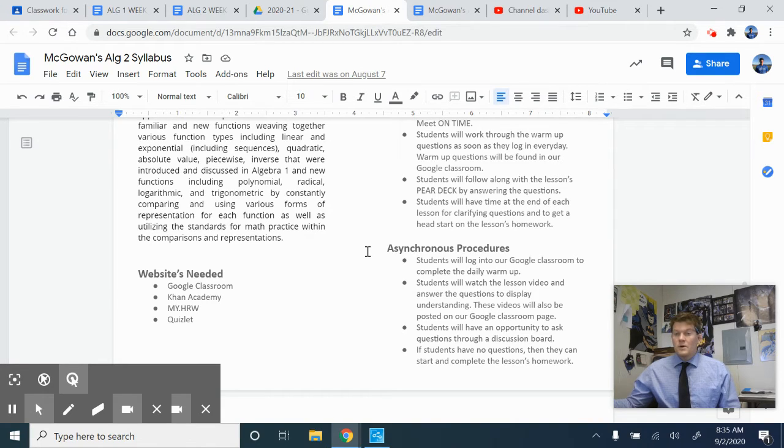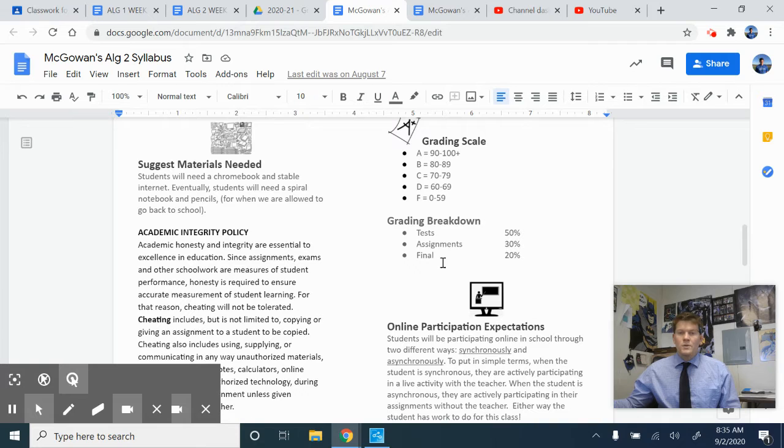One last thing I want to talk about with the syllabus, my grade breakdown is the same for both Algebra 1 and Algebra 2. Our tests, quizzes, different performance tasks, those are all counted under this test or assessments category, and it's 50% of their grade. Assignments, those daily warm-ups we mentioned, any of the videos they're doing for homework, any of the practice problems, those are all different assignments that I have. That's 30% of their grade. And then the final we'll have at the end of the semester, that'll be 20% of their grade. So there's 100% of their grade right there.